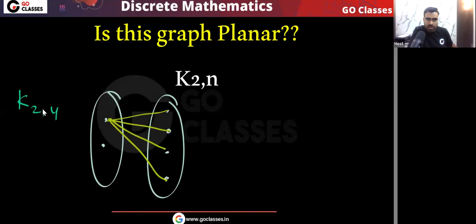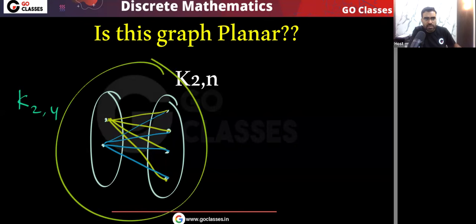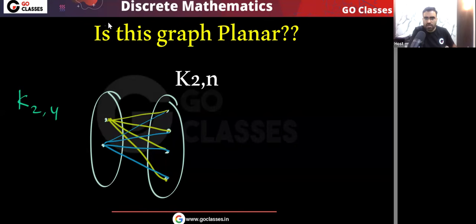K24 means complete bipartite graph. Yes or no? One part has two vertices, another part has four vertices. So you can see this is K24. So tell me, is this a planar graph? Is this graph a planar graph?